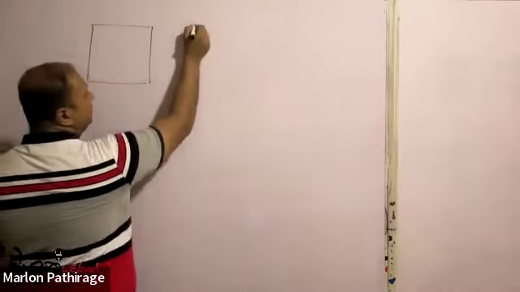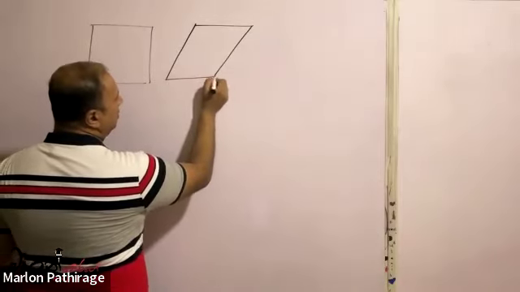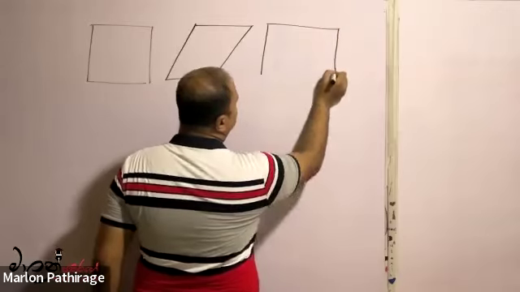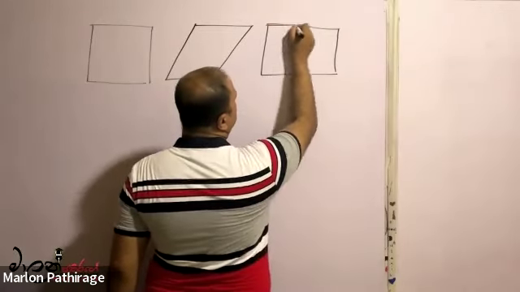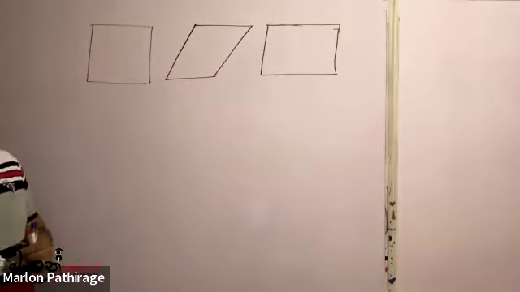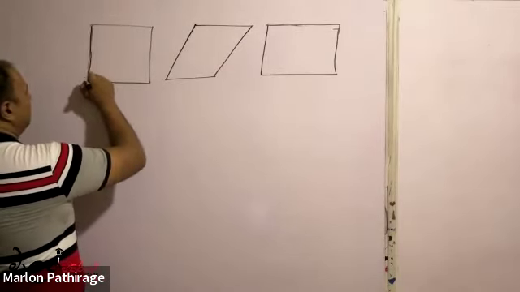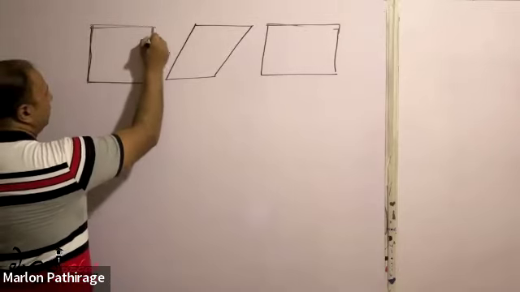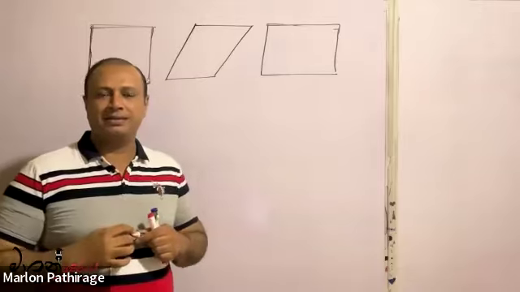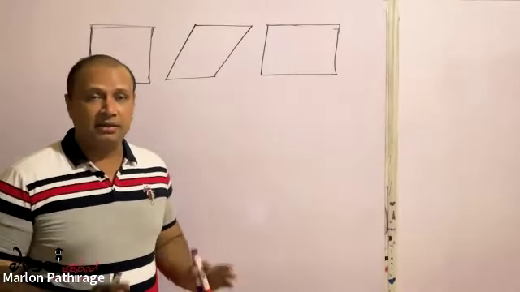Square, a rhombus, then rectangle. And okay, before that, I have mentioned some special terminologies of vector addition and vector subtraction.